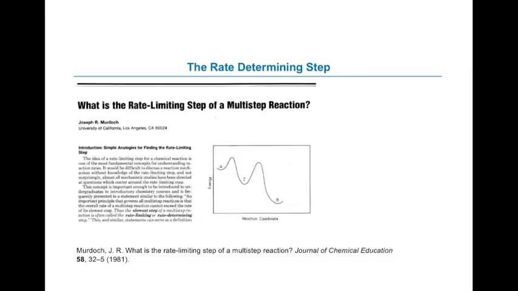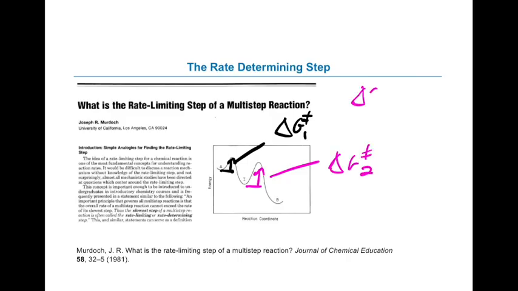Which is slower, the first step or the second step? The second step is slower than the first step. Does everybody agree with that? Anybody want to fight that? Why do you make that conclusion? Bigger hill to climb, so delta G double dagger is larger on the second. Yeah, this is delta G double dagger 1, and this one is delta G double dagger 2, and we're pretty sure delta G double dagger 2 is greater than delta G double dagger 1.